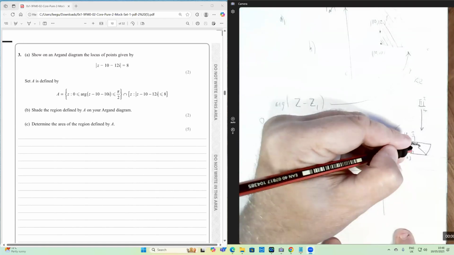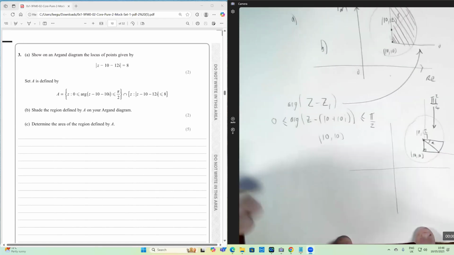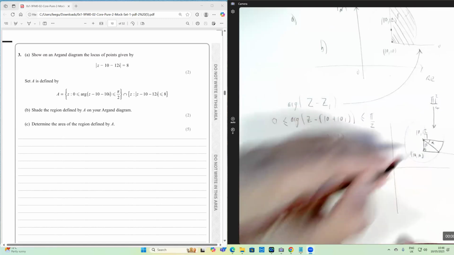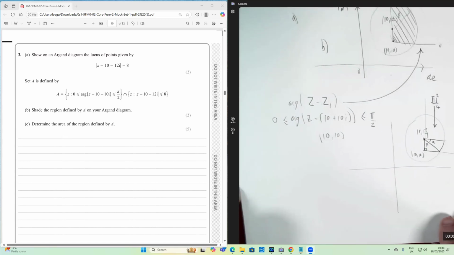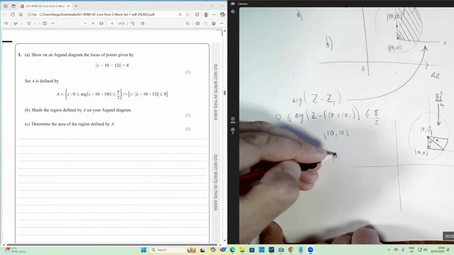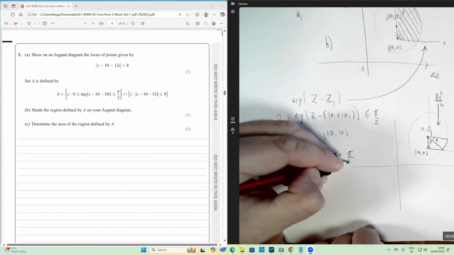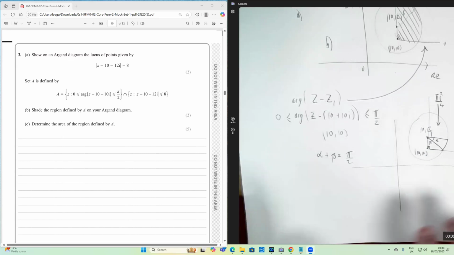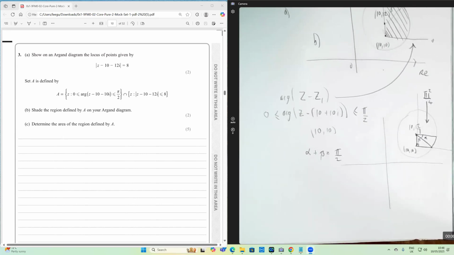Okay, so I'm going to call that angle alpha, and I'm going to call this angle here beta. Now, because alpha and beta both add up to make 90, alpha add beta is equal to pi over 2. So let's think about this then. What can we find out?